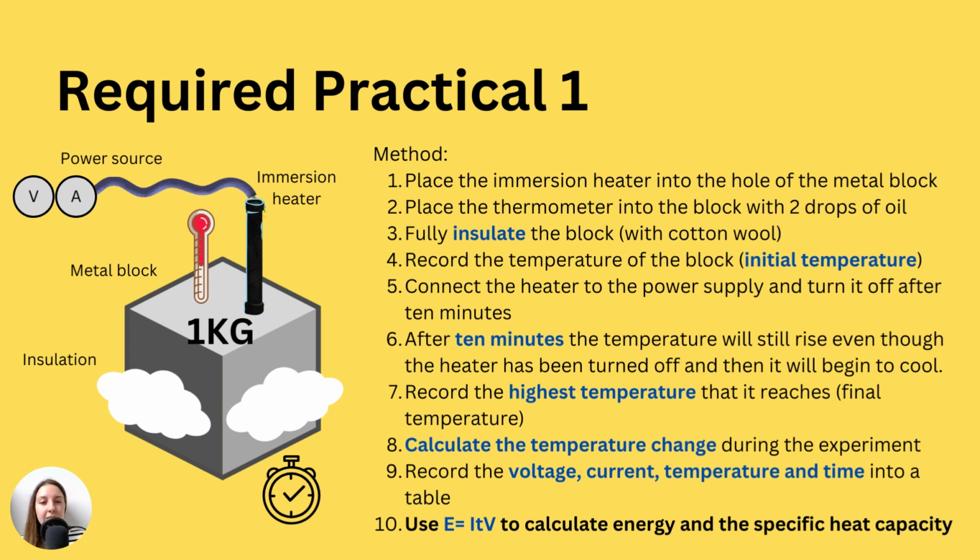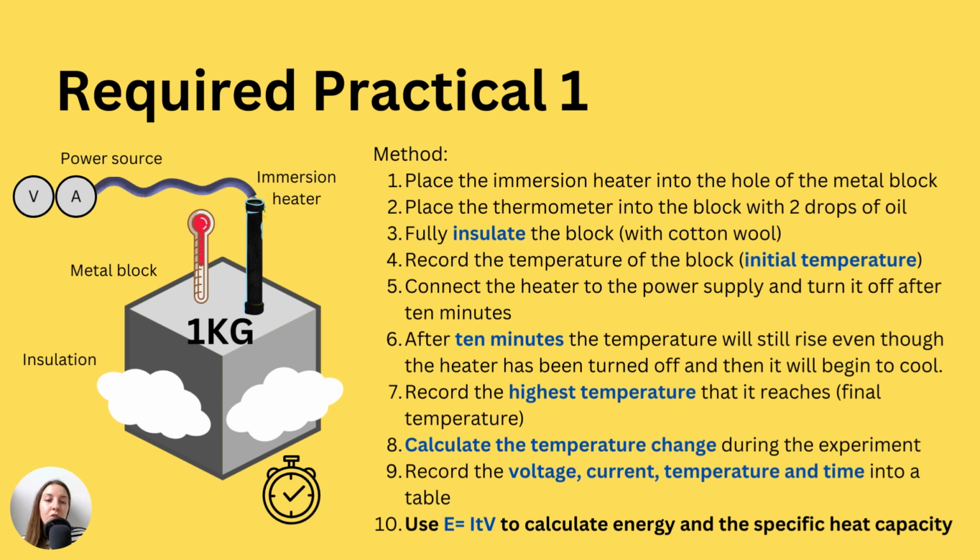You then want to fully insulate the block with something like cotton wool. Number four, you record the temperature of the block, and this is the initial temperature. Put that in a table. Number five, connect the heater to the power block and turn it off after 10 minutes. Number six, after 10 minutes, the temperature will rise even though the heater has been turned off, and it will begin to cool down. Number seven, record the highest temperature that it reaches, and this is your final temperature. You then want to, in number eight, calculate the temperature change during the experiment.